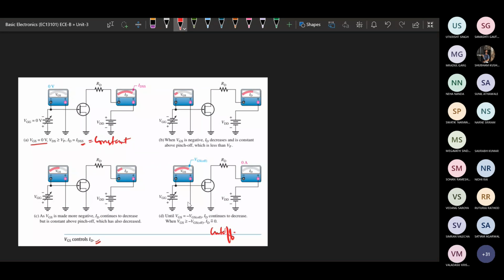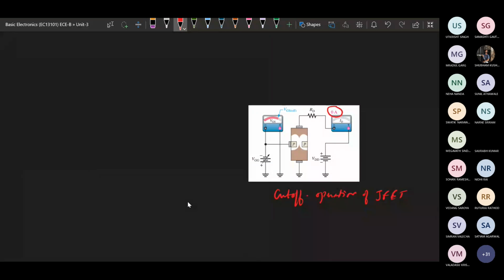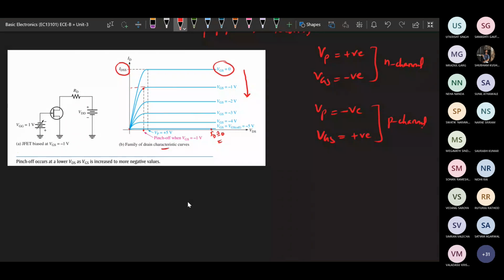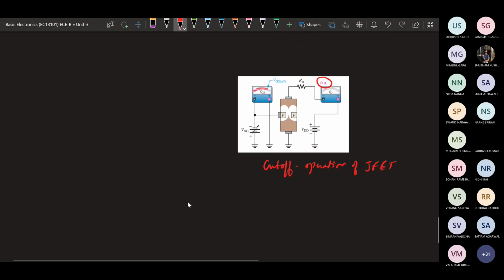One more point we will see is how the transfer curve is defined in case of JFET. So we have considered the drain characteristics. We have already seen these, this is nothing but the drain characteristics, drain characteristics for different VGS values. In the previous BJT case, we have seen the input characteristics and output characteristics. So output characteristics is nothing but the drain characteristics.